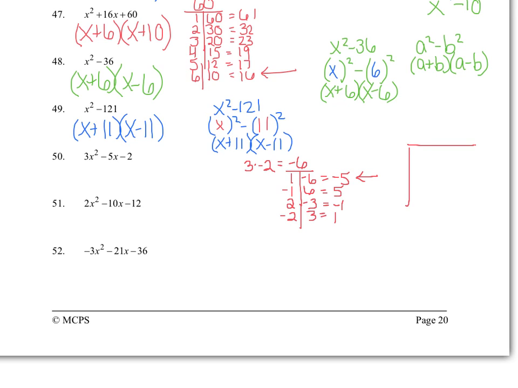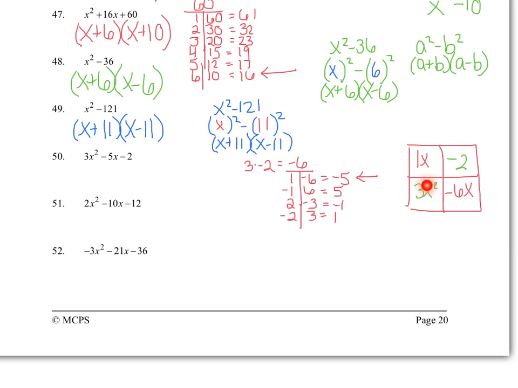So I'm going to make a box, and I'm going to fill in my box with my givens. My first given is I'm always going to use my first term and my last term. So I'm going to put in 3x squared and negative 2. Do not put negative 6 in there. You will get it wrong. Then I'm going to fill in my other two boxes with my two factors, 1x and negative 6x.